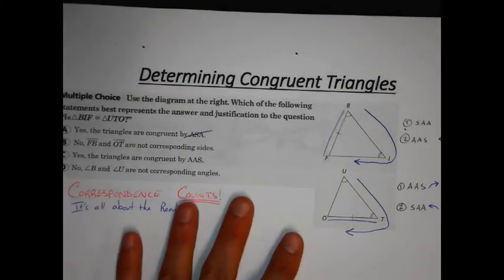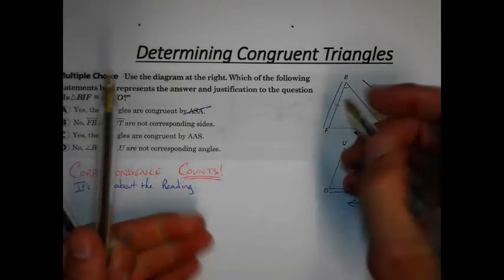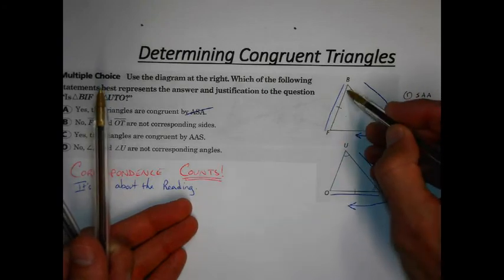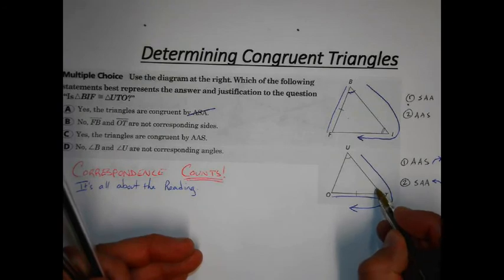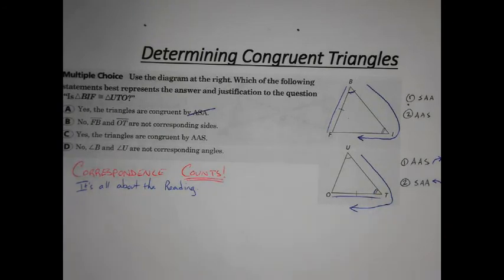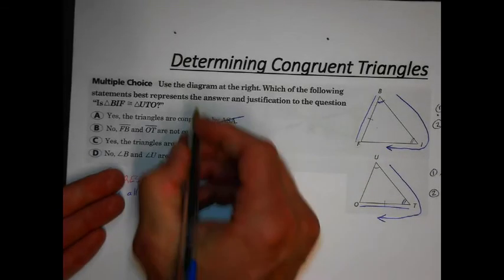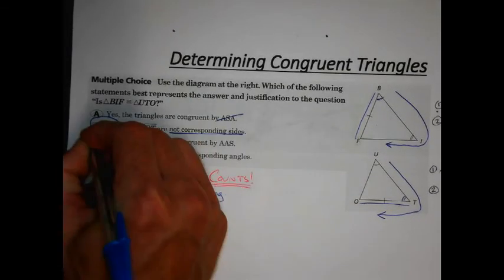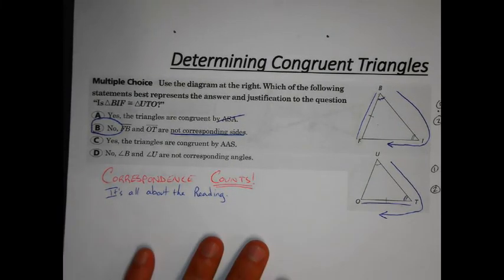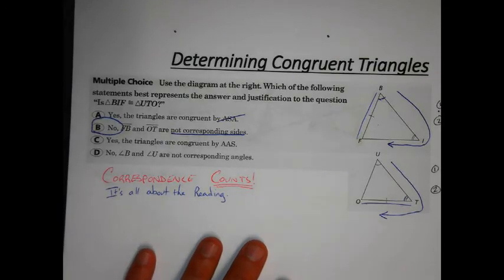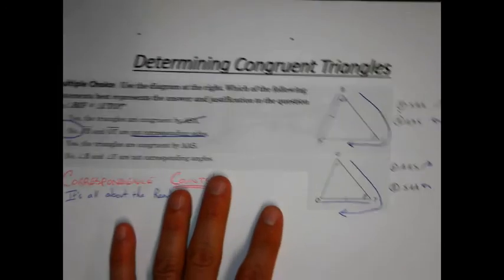So take a look. FB goes this direction and is adjacent to the one arc angle. OT goes in this direction and is adjacent to the two arc angle. They are not corresponding sides. So guess what? We cannot say that these two triangles are congruent. We need more information. Okay? So we can't say these two triangles are congruent. We need more information.